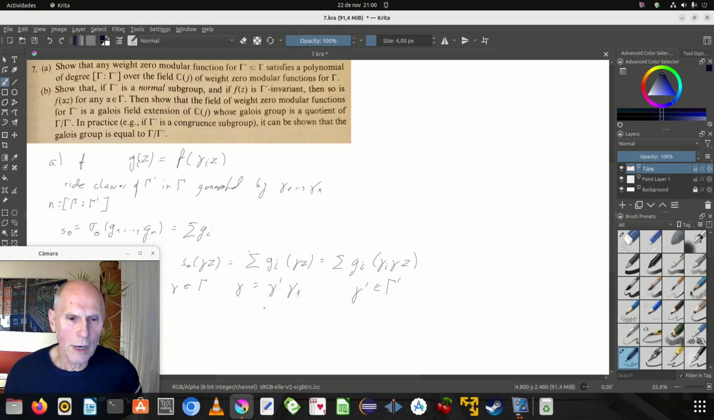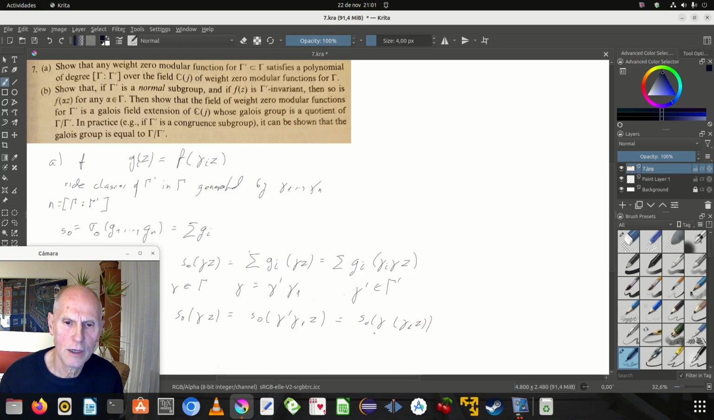That shouldn't be necessary to write, though. And that means that S naught, let's write it this way, of gamma z equals S naught of gamma mark gamma 1 z, equals S naught of gamma 1 of z, and it's invariant with respect to gamma mark here, so that means it's equal to S naught of gamma 1 z.